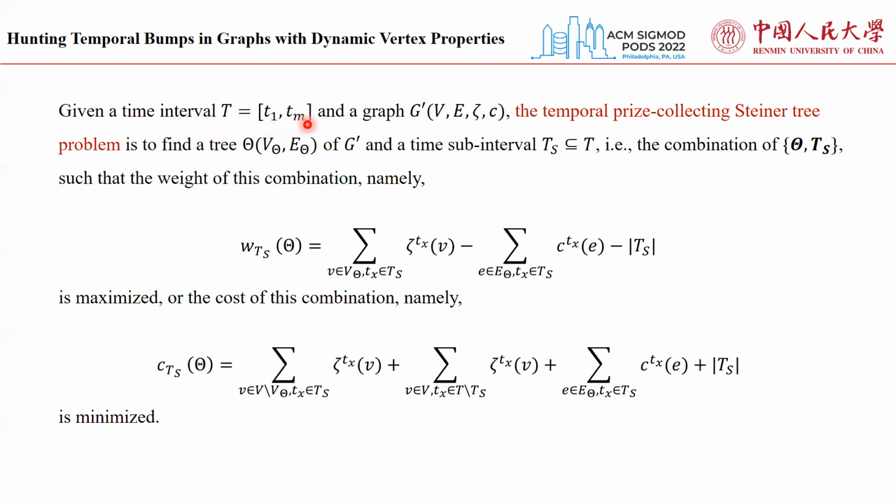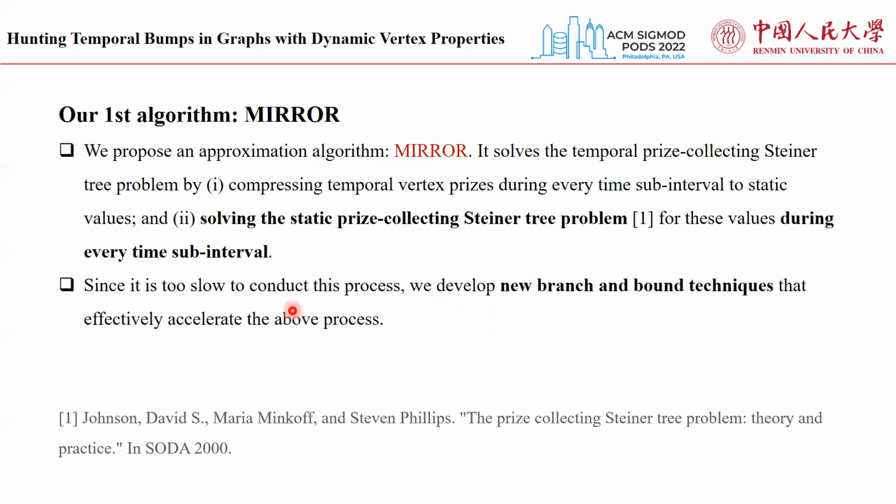Given a time interval T and a graph G', the temporal price collecting Steiner tree problem is to find a tree theta of G' and a time subinterval Ts in T, i.e. a combination (theta, Ts), such that the weight of this combination, namely W(Ts, theta), is maximized, or the cost of this combination, namely C(Ts, theta), is minimized. These two objectives are equivalent. After introducing the temporal price collecting Steiner tree problem, we propose several algorithms to solve this NP-hard problem.